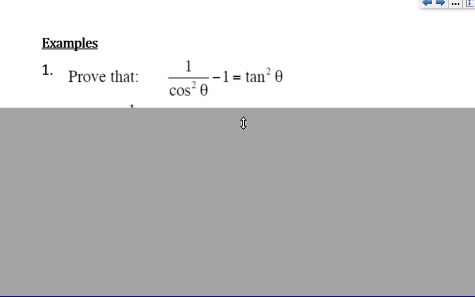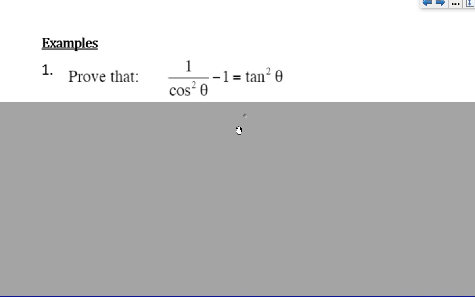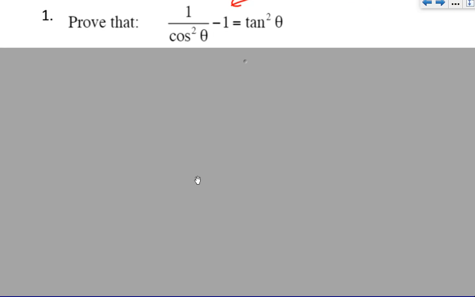So this is a typical type of exam question. In the June exam, maybe in the September, I'm not sure, but at the end of the year, you're going to get one identity to prove for 5 to 6 marks. So they want us to prove that 1 over cos squared theta minus 1 is equal to tan squared theta. Once again, you have two terms, actually two fractions, because this is actually 1 over cos squared theta minus 1 over 1. It's nice to write it down so it helps you in the multiplication of the LCDs.